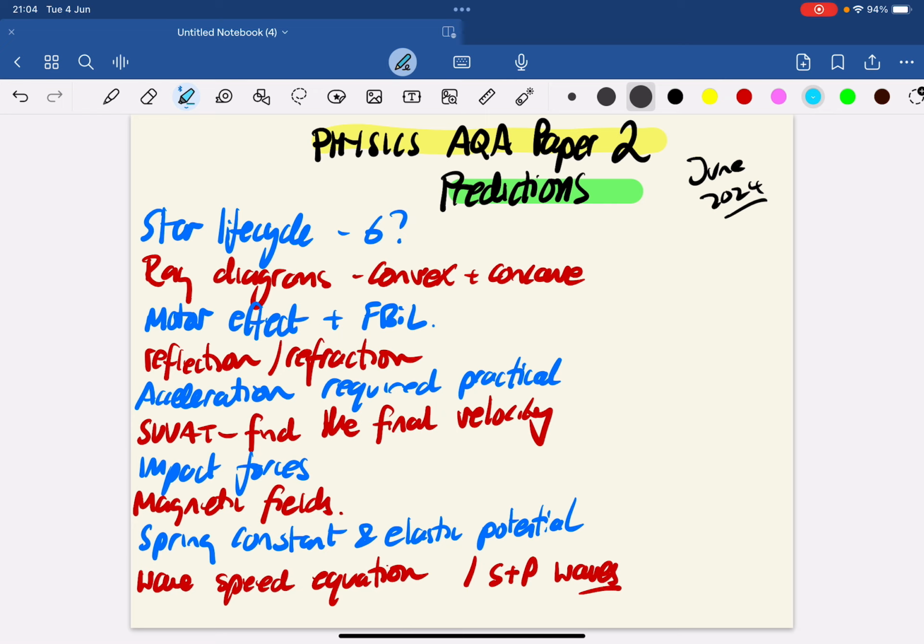Impact forces and momentum. Make sure you're happy with those, and the change of impact forces is a change of momentum over a time period, linked into car safety and braking as well.